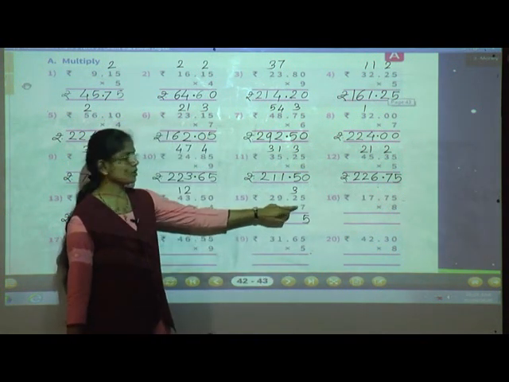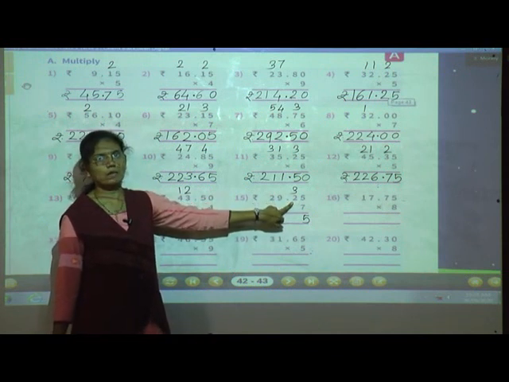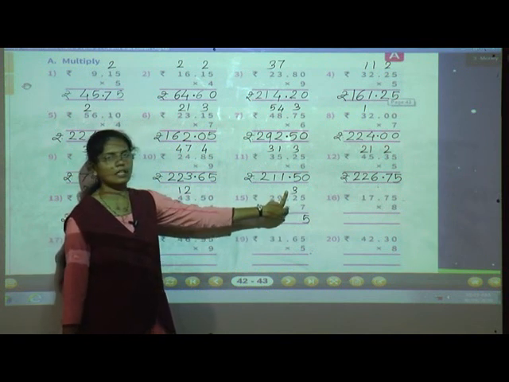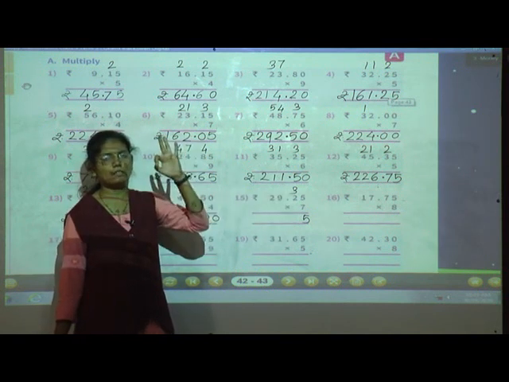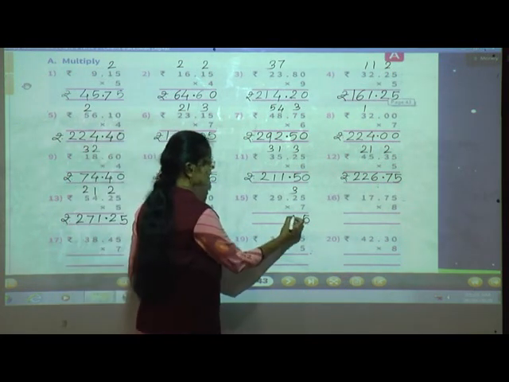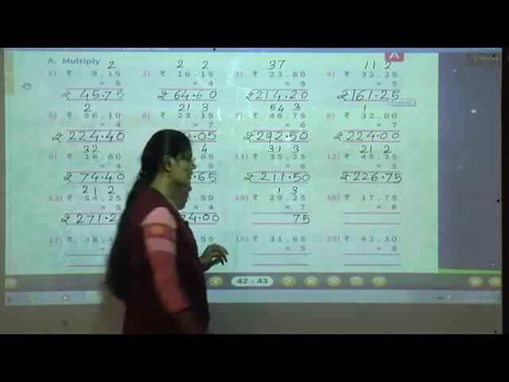Then what you are going to do? 7 into 2. 7 2s are, say the table of 7, 7 2s are 14. 14 plus 3. In 14 you have to add 3 fingers. 14 plus 3, 17. So write here 17. 17 means 1 ten and 7 ones. So here we'll write 7 and 1 as a carry.